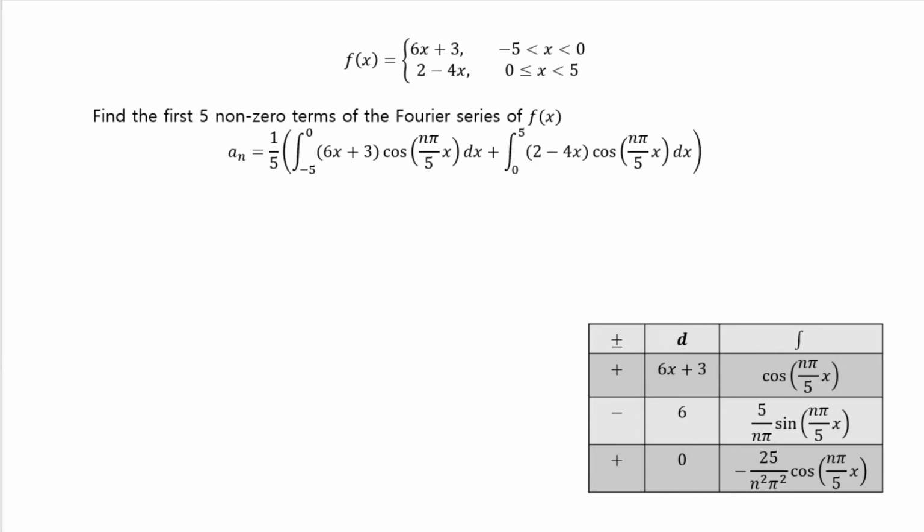Okay, so you have this table, and what I do is you put the 6x plus 3, the one to differentiate, on one column. The other one you integrate, and then you keep differentiating. 6x plus 3 differentiates to 6, 6 differentiates to 0. On the other hand, cosine integrates to sine, but this coefficient of x, you have to take the reciprocal and put it in front when you do the integral. So you do that again. Sine integrates to negative cosine, and you have another reciprocal, 5 over n pi multiplied, so you get 25 over n squared pi squared. And the first column, you always start with plus, and you alternate plus, minus, okay?